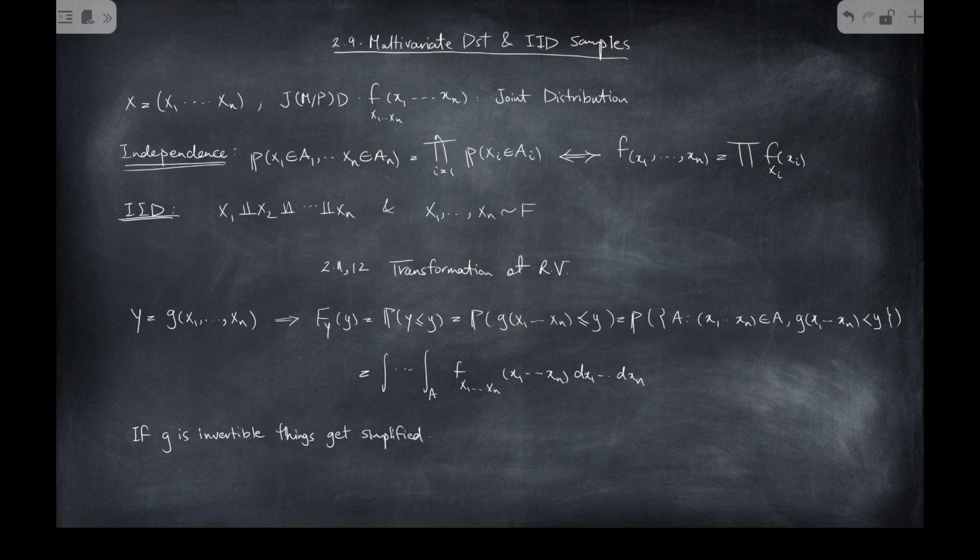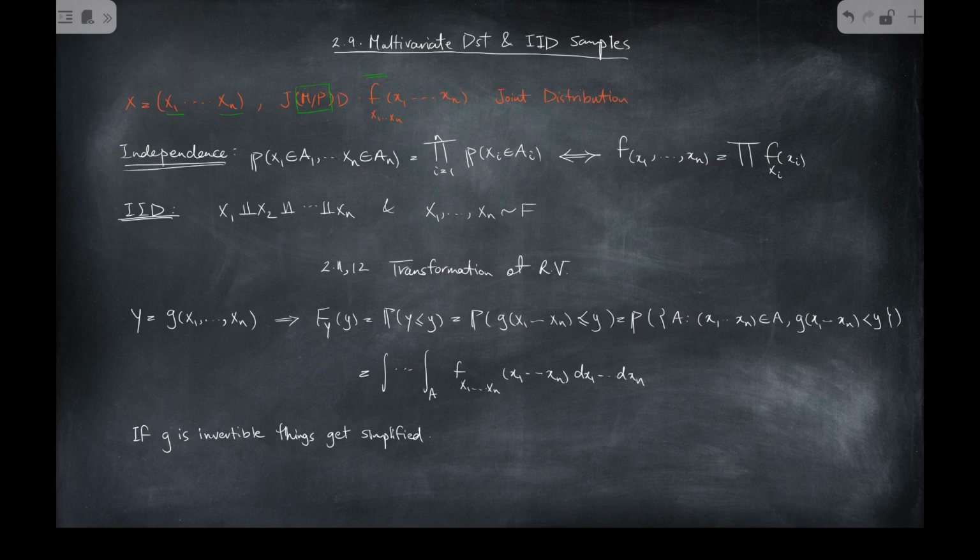Next, I'm going to talk about multivariate distributions and IID samples. So we talked about single variable, and then we talked about bivariate distributions. Now we have multiple variables. So we have x1 through xn, and we can talk about their joint mass or joint probability distribution. And because we want to unify discrete and continuous distribution, we drop this and we just say joint distribution. So joint distribution is basically f of these.